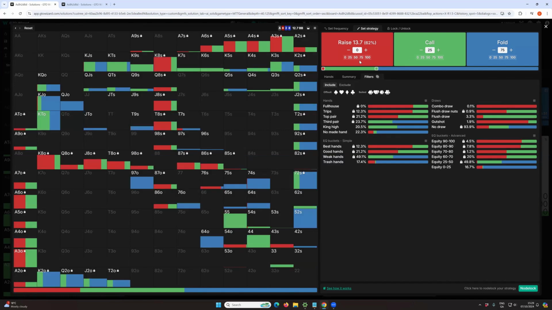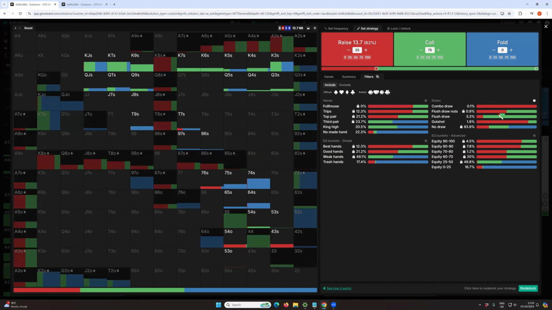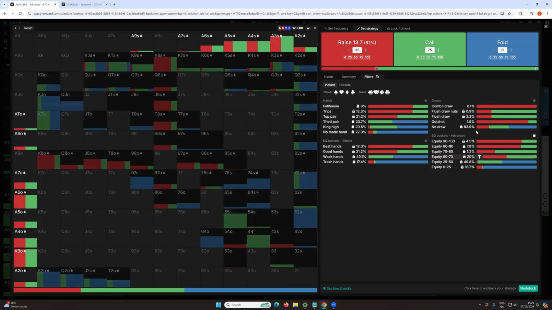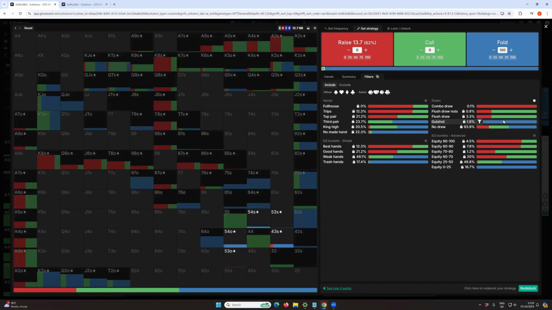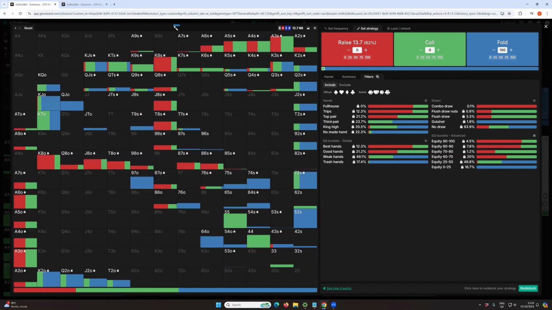Okay. Do you think they're 75% raise or 100%? No, I'd go 25% raise. I think he would be slowing down at this stage. Okay, 25% raise, so all of his flush draws. Okay, what's he doing with gut shots? I think he's probably mucking them at this stage.